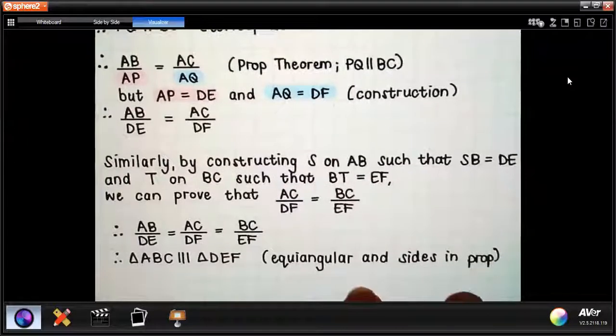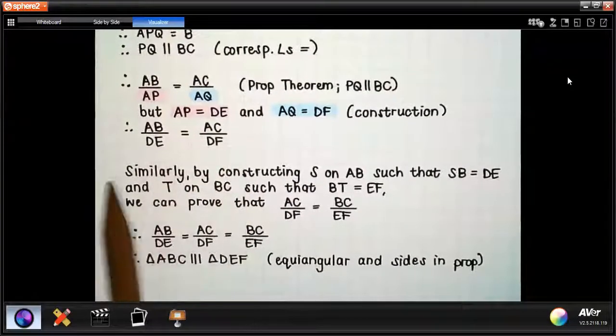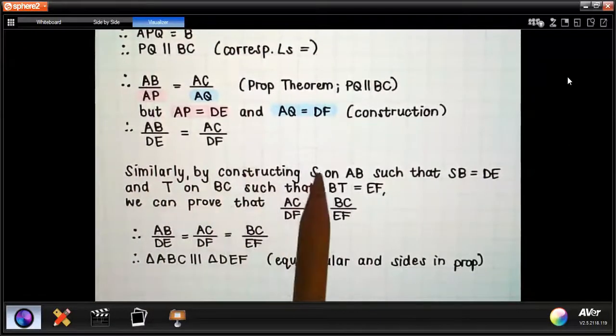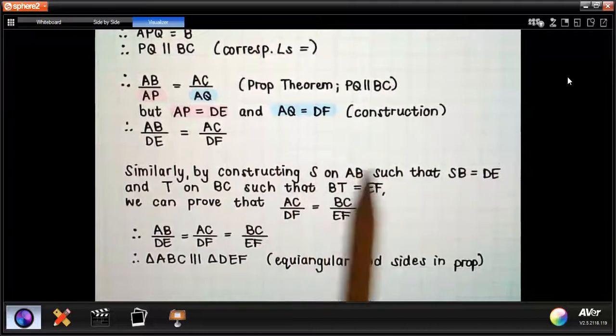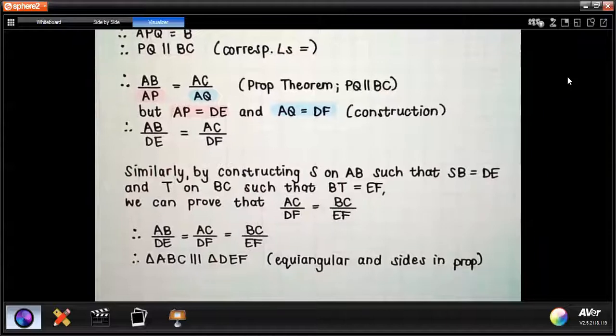But guys, you do have to be prepared to add the third part. So please make sure that you remember the similarly part. And you have to say which point you are constructing where such that which parts of those lines will be equal. That is very important.